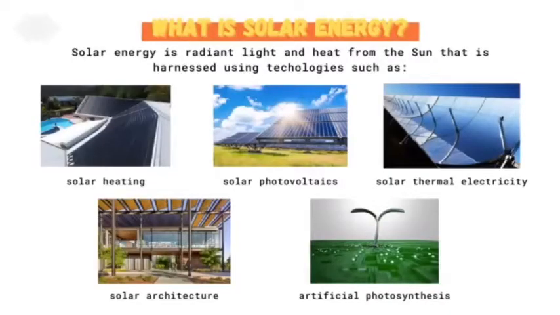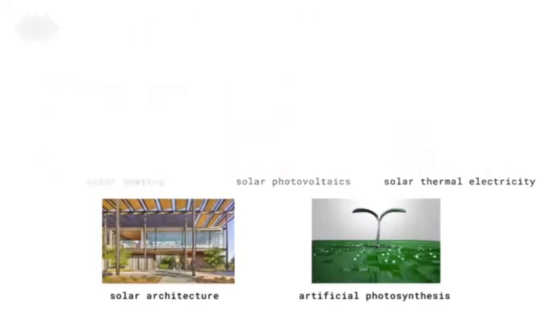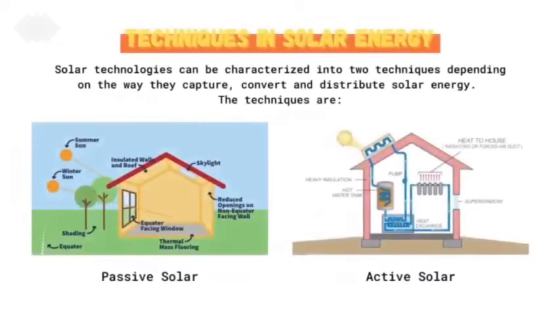What is solar energy? Solar energy is radiant light and heat from the sun that is harnessed using technologies such as solar heating, solar photovoltaics, solar thermal electricity, solar architecture, and artificial photosynthesis. Solar technologies can be characterized into two techniques depending on the way they capture, convert, and distribute solar energy. The techniques are passive solar and active solar.